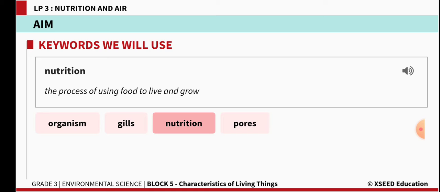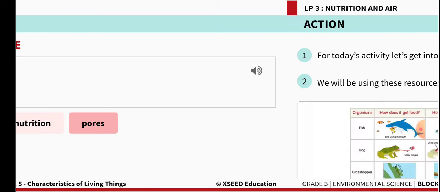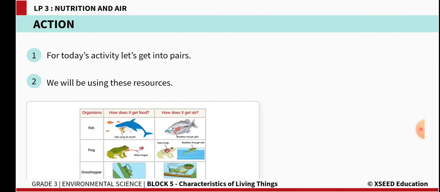Nutrition means the process of using food to live and grow. So, taking nutrients, taking food into the body and using that food for growing is known as nutrition. And pores: pores means tiny holes, very small holes known as pores. So these are the new words you are learning in this lesson, children.